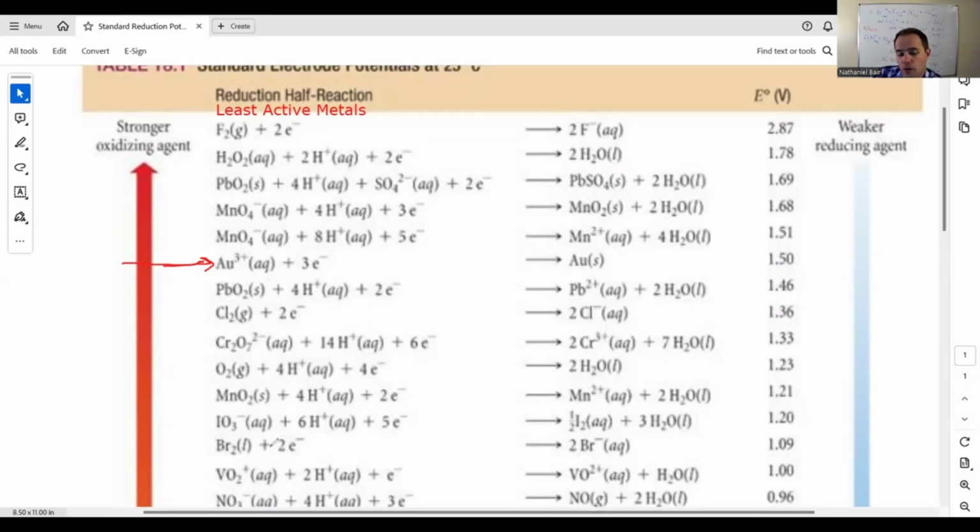So, if a metal is below another metal, the metal on the bottom is the most active, and the metal on the top is the least active. And you can use this to predict whether or not chemical reactions are going to occur. More active metals will give an electron to less active metals, but a less active metal is not going to give an electron to a more active metal. So let's look at one of the practice problems that we have on here.